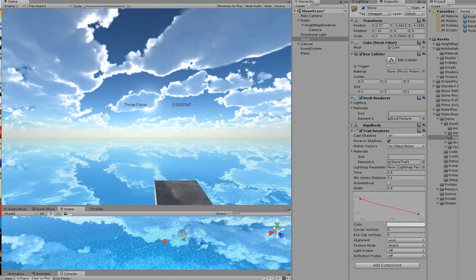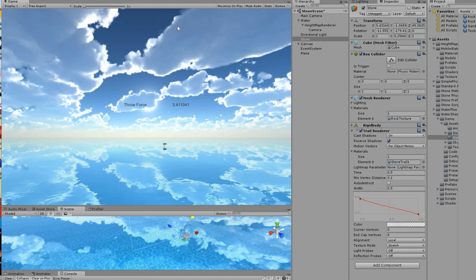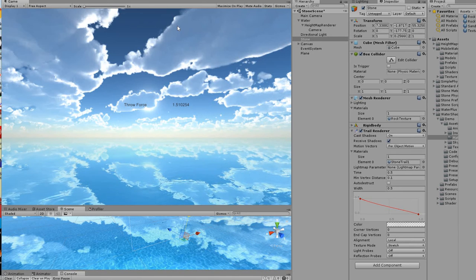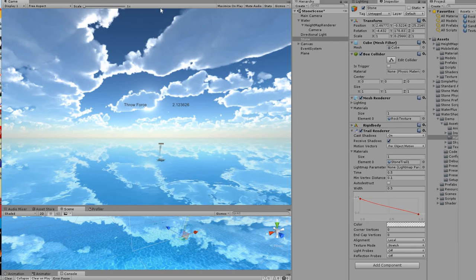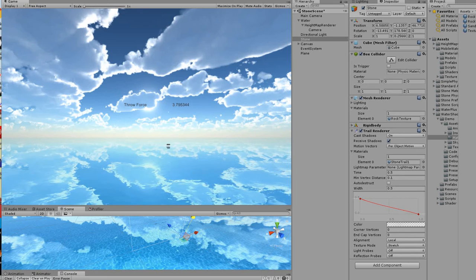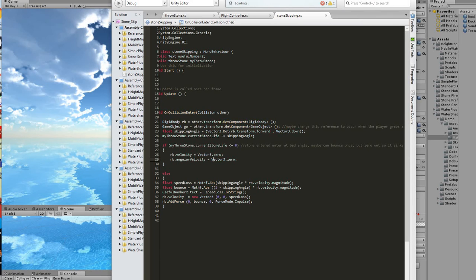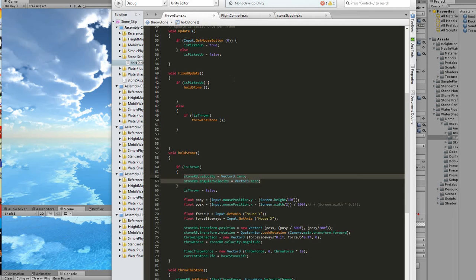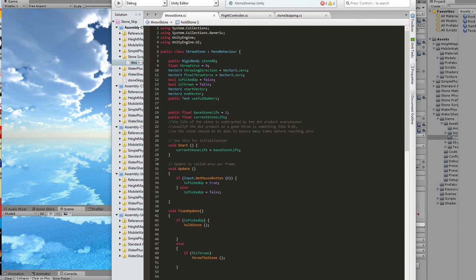Ah, see? Sometimes the stone will flip over. Right now the angle is not really affected by anything. So I can put some code in there to affect that. But basically, here's the throw stone script, and that's on the camera. And there's a lot of variables here with not the best names.